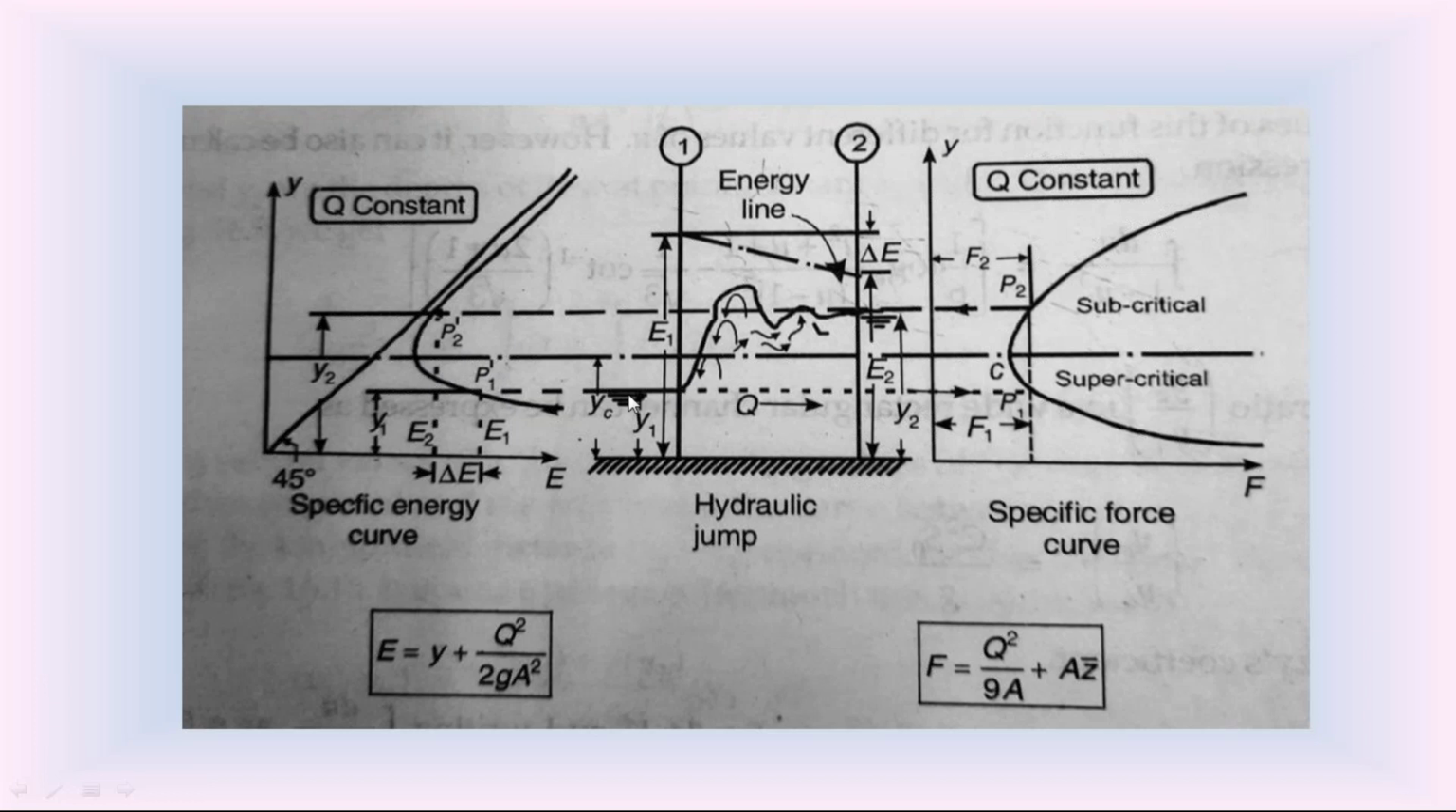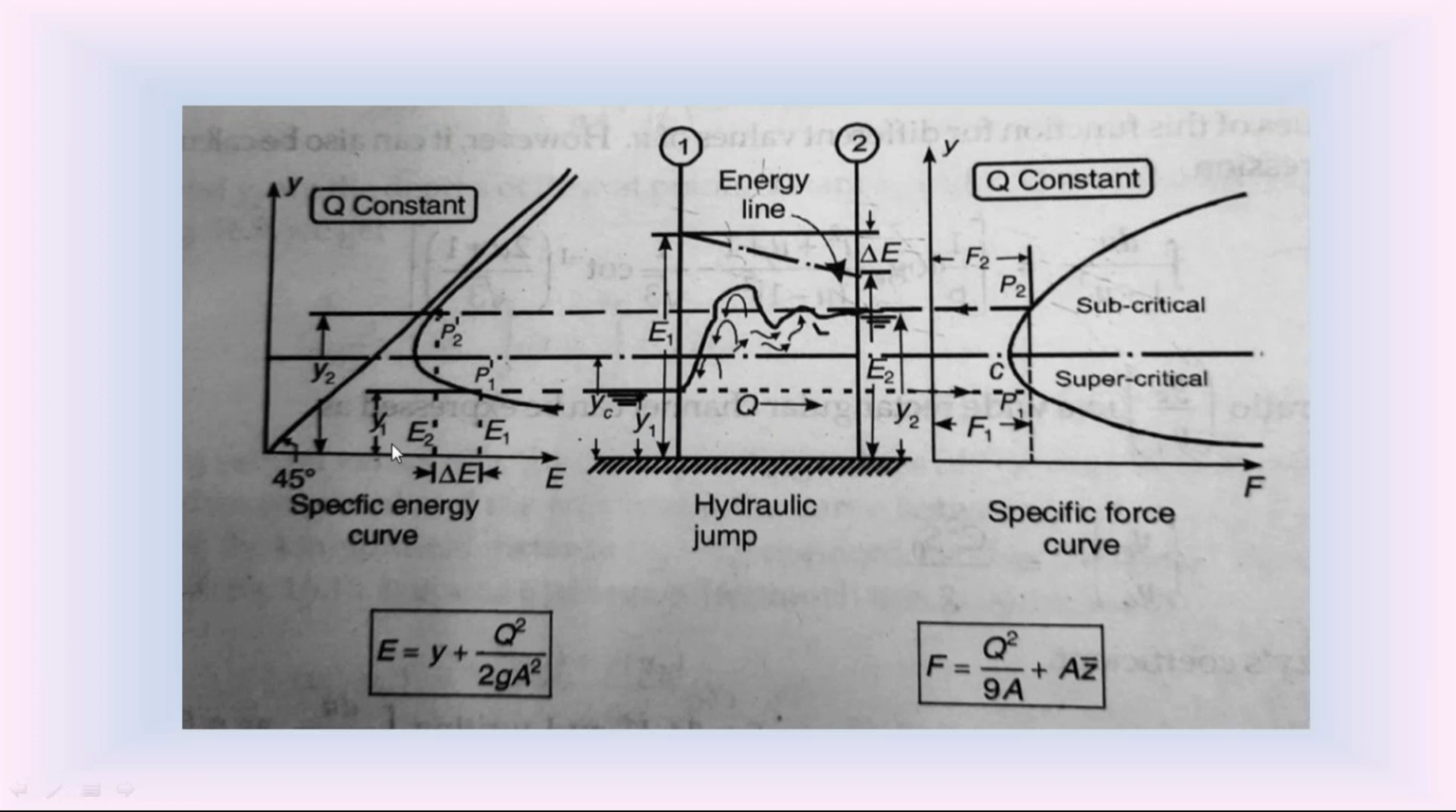Now observe this specific energy curve for this hydraulic jump. Before the hydraulic jump, the depth is y1. At depth y1, E1 is the specific energy. This is the specific energy in the hydraulic jump at section 1 before the hydraulic jump, E1. After the hydraulic jump, depth of flow is y2. At depth of flow y2, from this energy curve, this is the specific energy E2, at section 2 after the hydraulic jump.